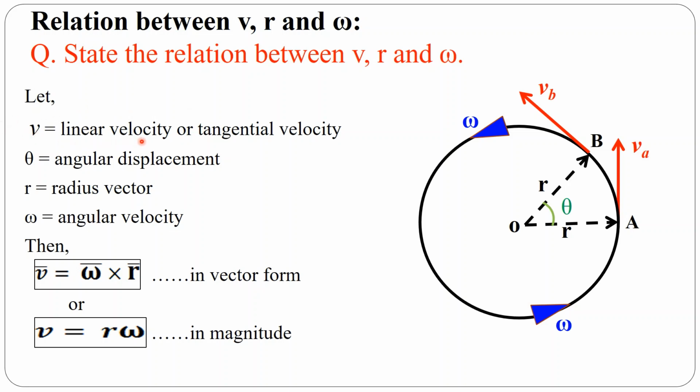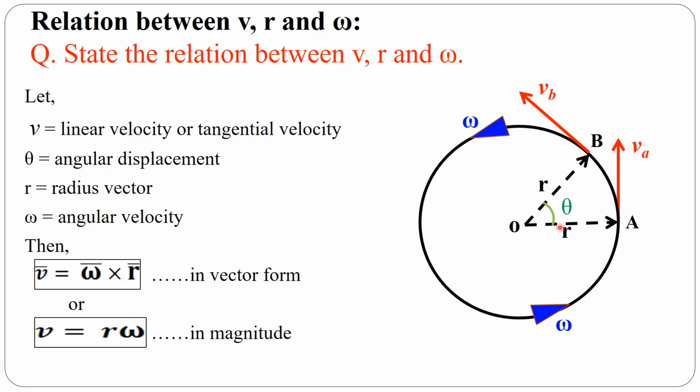So v is nothing but linear velocity or tangential velocity. Why is it called tangential? Let's consider the particle is at initial position A. We draw the tangent, which gives the tangential velocity, also called the linear velocity of the particle at A, that is VA. After some time, the particle reaches position B. The tangent drawn at B is the tangential velocity at B.